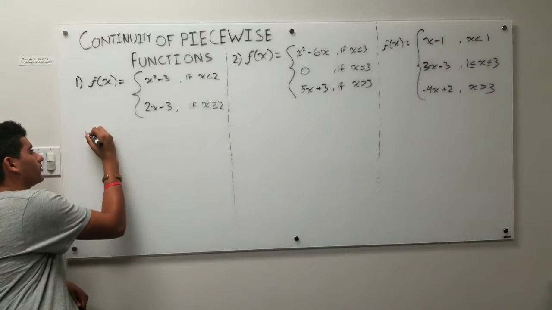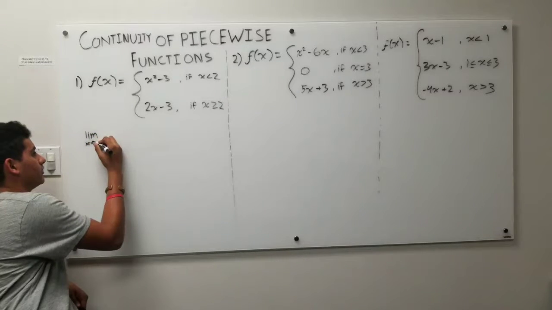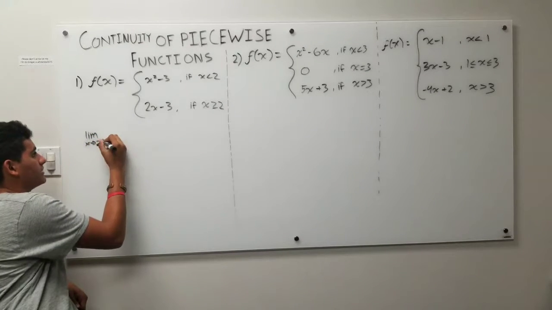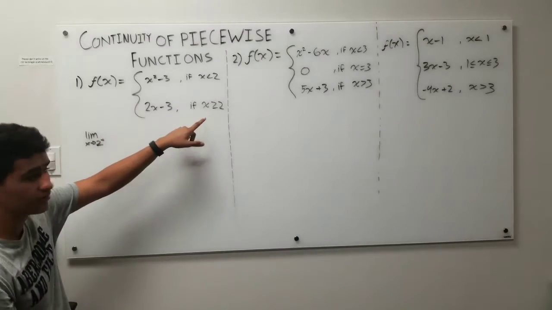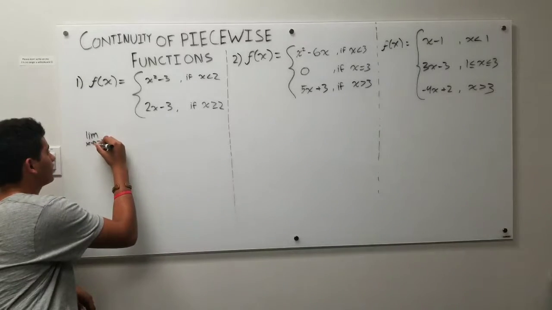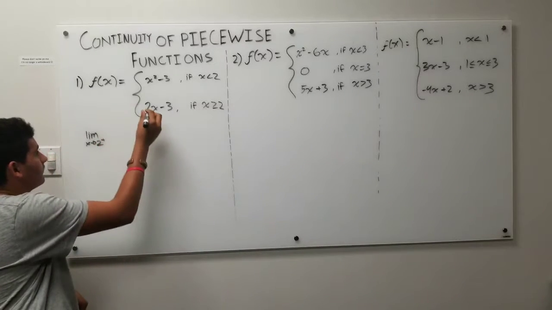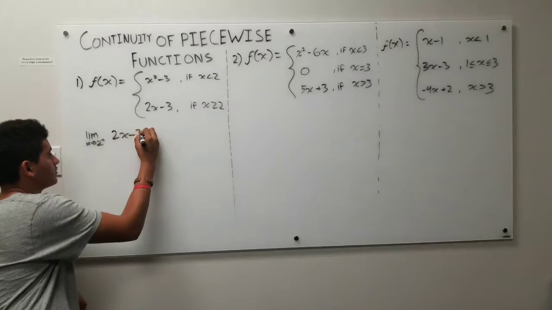So we're going to take the limit as x approaches 2 from the right side. The right side in this case is this bottom function over here, because it's greater than or equal to 2. So the limit as x approaches 2 from the right side of f of x, which in this case is 2x minus 3.